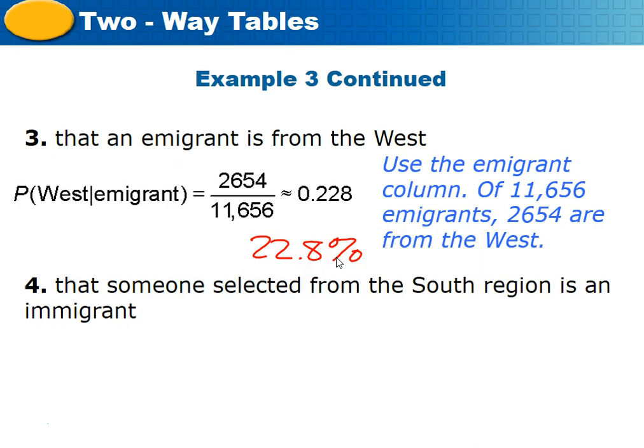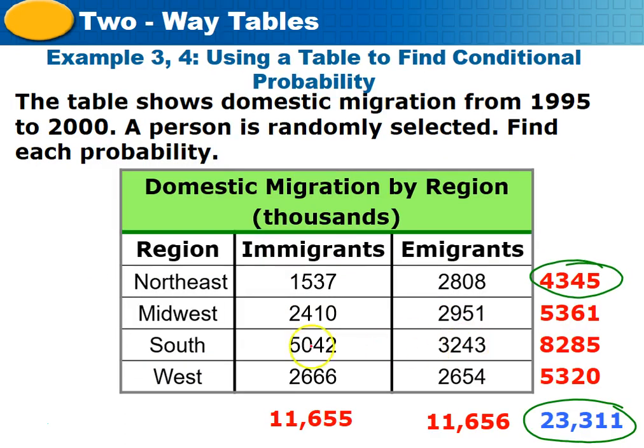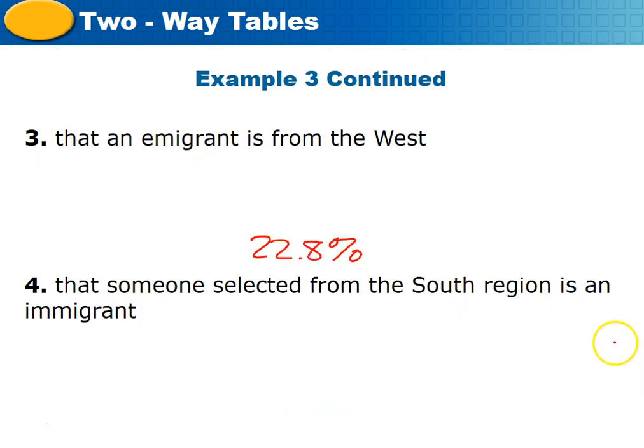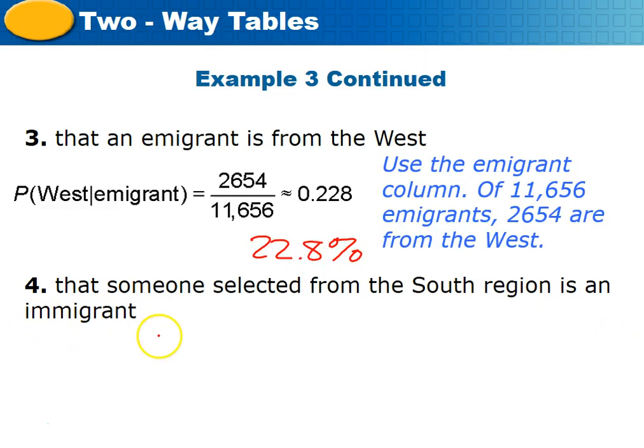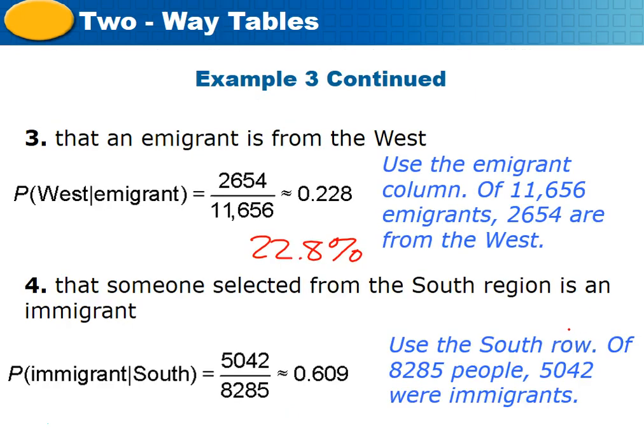Okay, now let's look at this other one. That someone selected from the South region is an immigrant. Okay, so it says that they're selected from the South. So let's go back here and look at South. When we're talking about the South here now, we have this total right here. So we have 8285. There's a total of 8285 people from the South. And then again, let's look at this problem. It says immigrants. So how many of the immigrants were from the South? So we have 5042 over 8285. So we're going to do that one again.